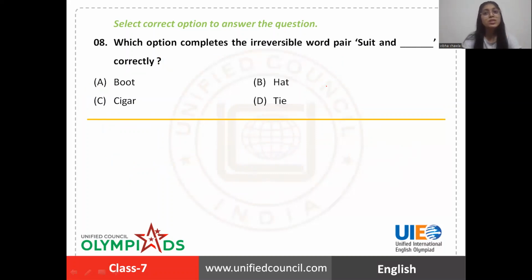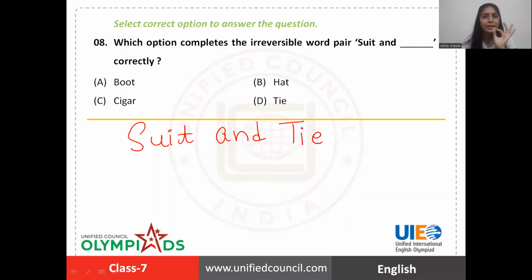Okay, next question is very interesting. Which option completes the irreversible word pair suit and blank? So suit and boot, suit and hat, suit and cigar or suit and tie? What is the right phrase to use? So the right phrase is suit and tie it is. Suit and tie. We call suit and tie.